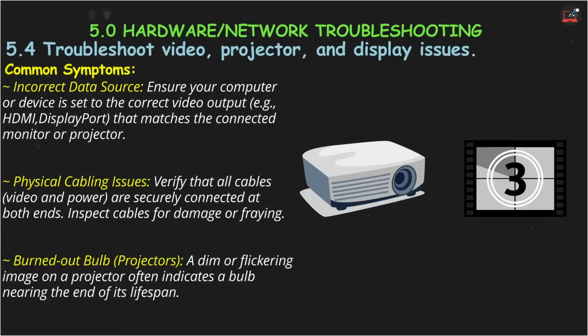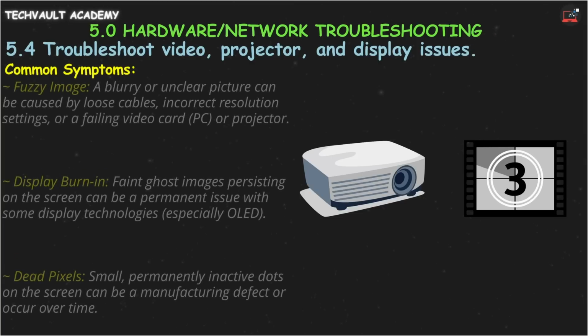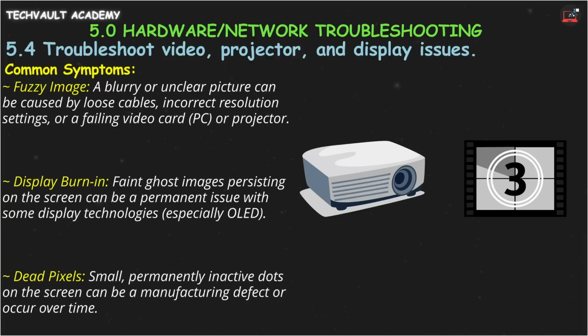Burned out bulb, projectors: a dim or flickering image on a projector often indicates a bulb nearing the end of its lifespan. Fuzzy image: a blurry or unclear picture can be caused by loose cables, incorrect resolution settings, or a failing video card, PC, or projector. Display burn-in.